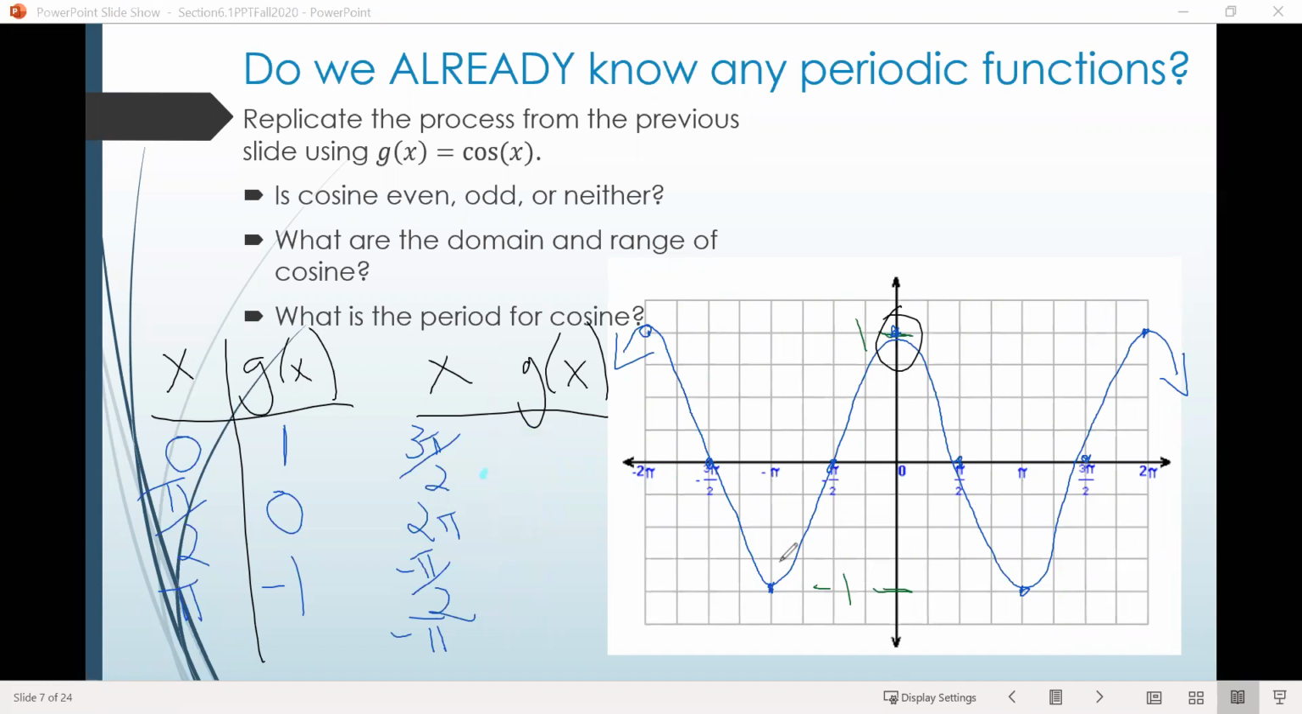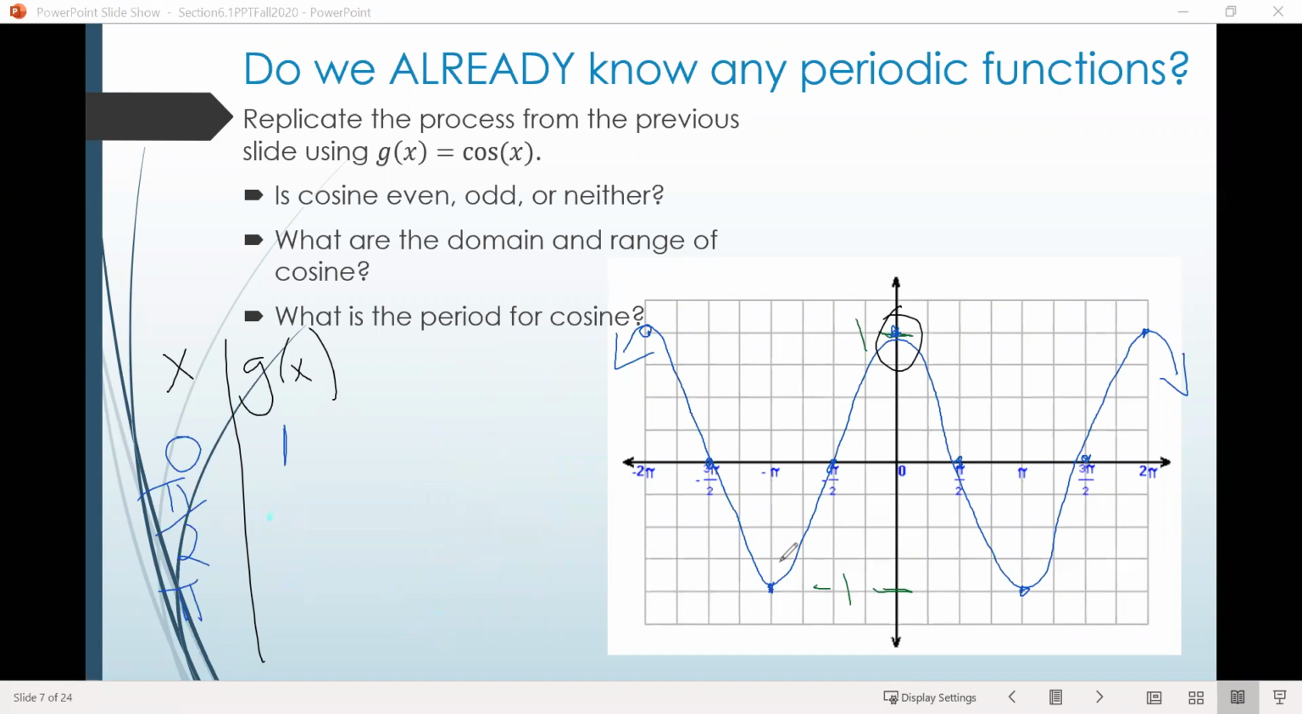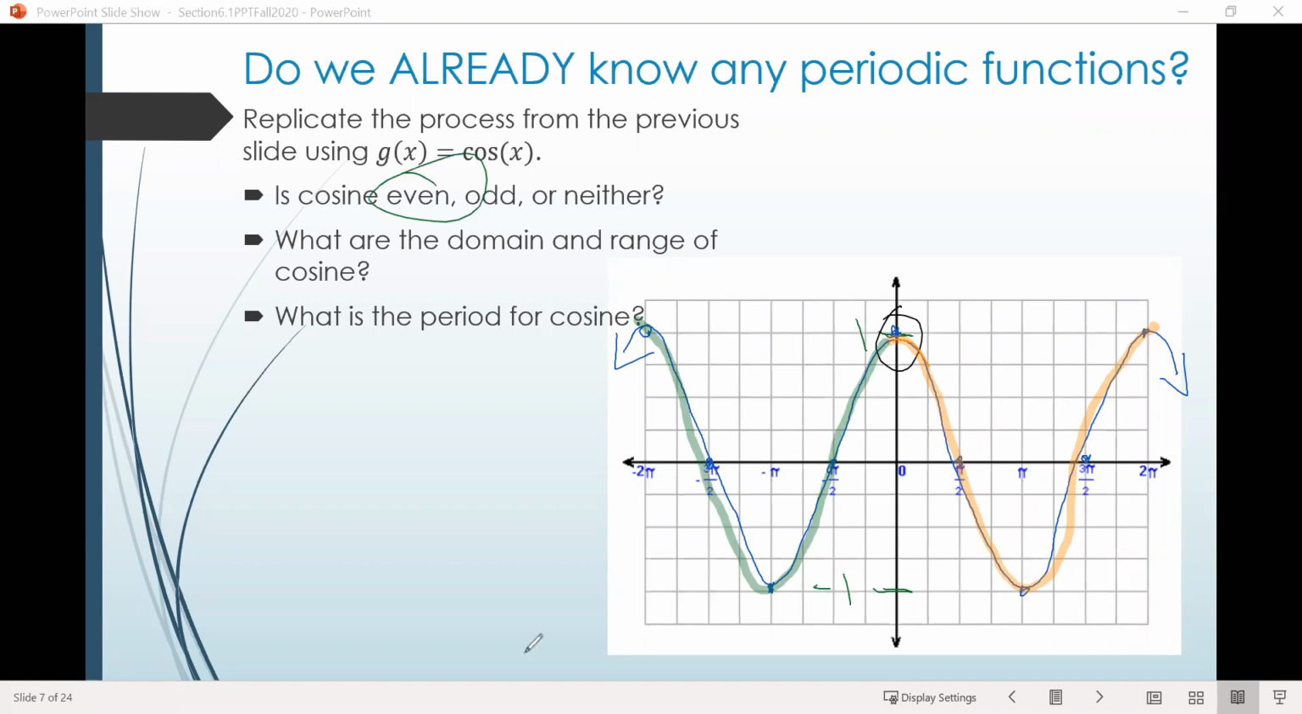So let's go through and do some of the same analysis that we did with sine. First of all, is cosine an even function, an odd function, or neither? Recall, as we said in the last video, that if it's an even function, I should be able to take this piece over here on the right, reflect it across the vertical axis, and get the same exact shape. If I do that with this one, we do. Reflecting the orange piece over to the left would line up with the green one. So cosine is in fact an even function.